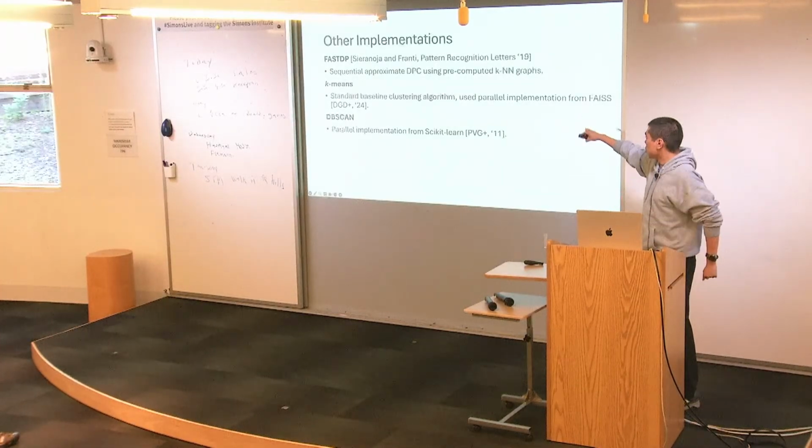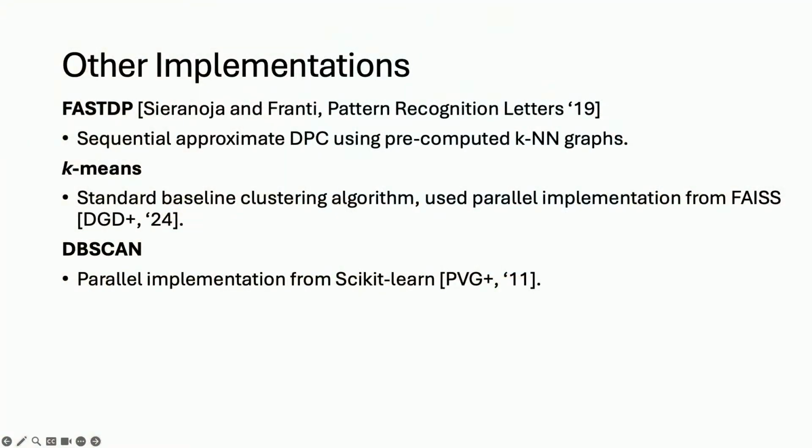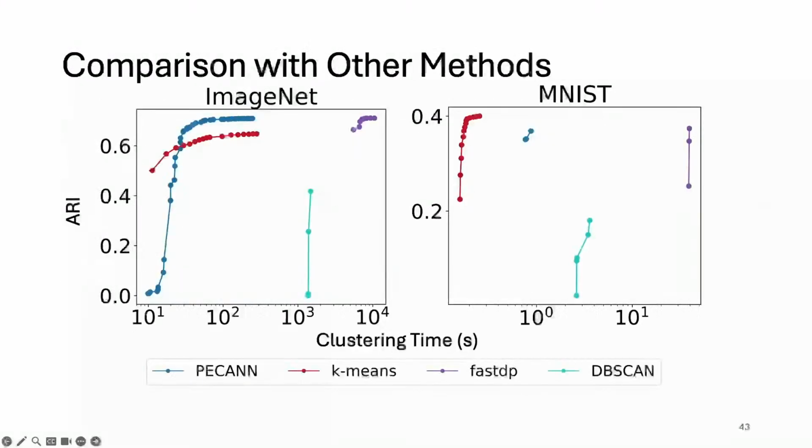We also compared to other implementations for spatial clustering. FastDP is basically the state-of-the-art DPC algorithm for high-dimensional data. It's a sequential algorithm. K-means is a standard baseline clustering algorithm. We used a parallel implementation from FAISS, which we found to perform the best. And then we also looked at DBSCAN, which is another spatial clustering algorithm that's density-based. We used the implementation from scikit-learn, which performed the best for high-dimensional data.